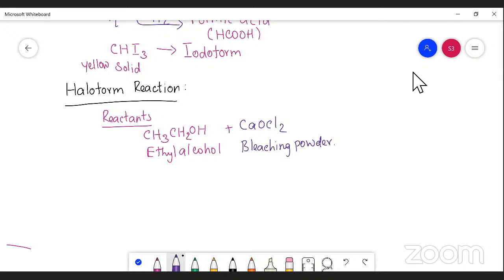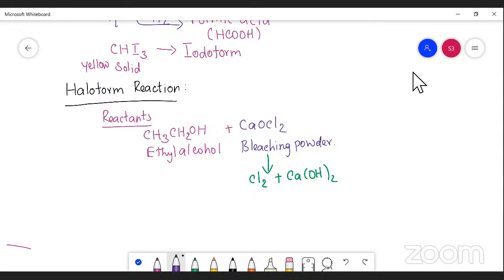Here, this bleaching powder is a source of chlorine and calcium hydroxide. So, it gives chlorine and calcium hydroxide. For that purpose, we are using the bleaching powder. Now, what is the reaction that actually takes place?